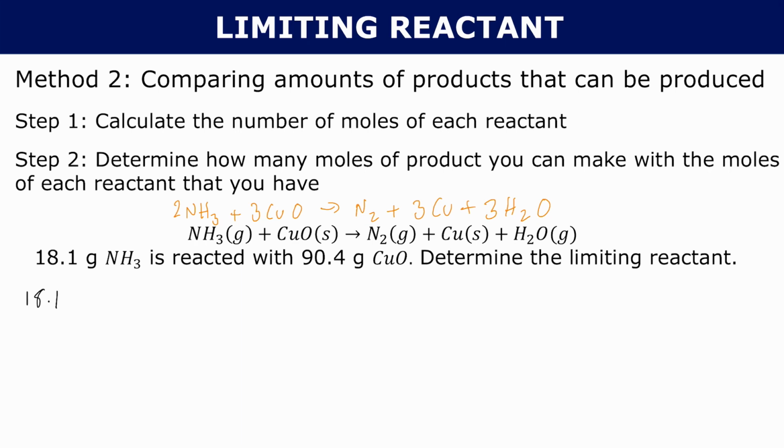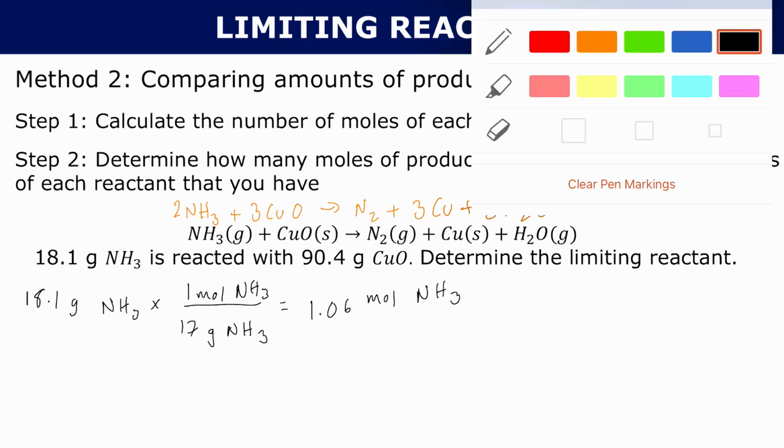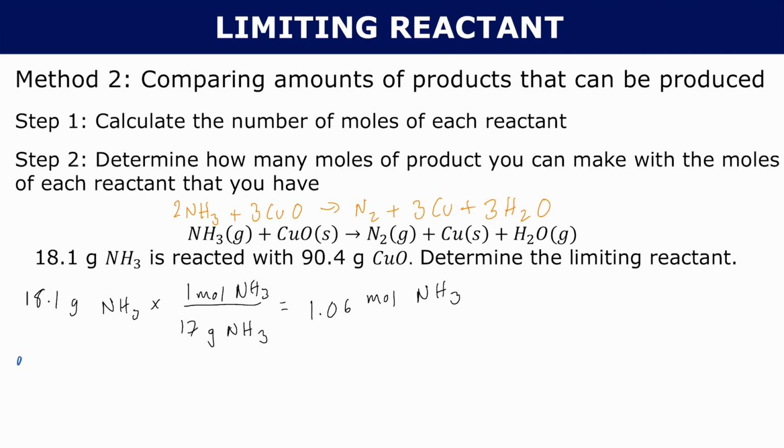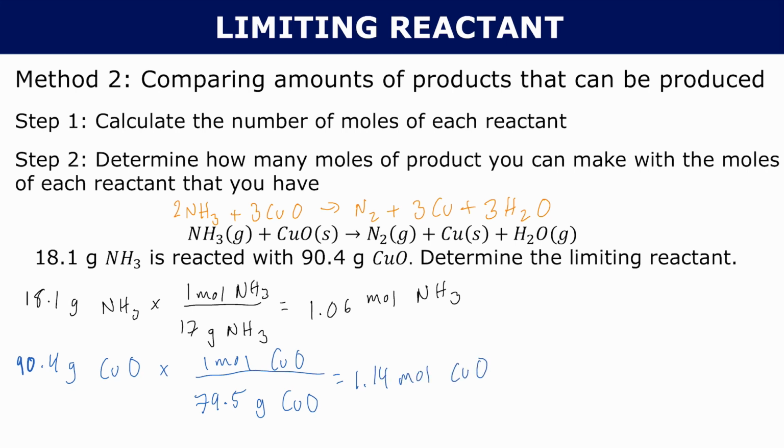So 18.1 grams of NH3 and the molar mass of ammonia is 16 grams per 1 mole of ammonia. So we have 1.06 moles of ammonia. Let's do the same for copper oxide. So 90.4 grams of copper oxide times the molar mass, which is 79.5 per 1 mole of copper oxide. So we have 1.14 moles of copper oxide. Okay, so that's the first step.